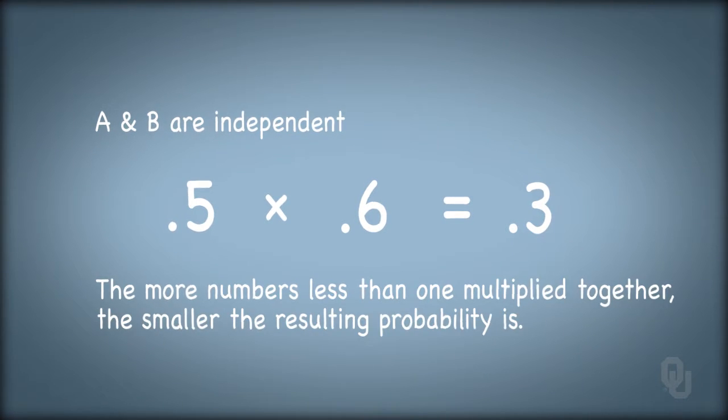Let's use a little intuition to see why we multiply events together here. When A and B are independent, we are multiplying two numbers together that are both less than 1. What happens when we multiply two numbers together that are less than 1? We get a number that's smaller than either of the two original numbers. That is, 0.5 times 0.6 is 0.3. The more numbers less than 1 we multiply together, the smaller the resulting probability is.